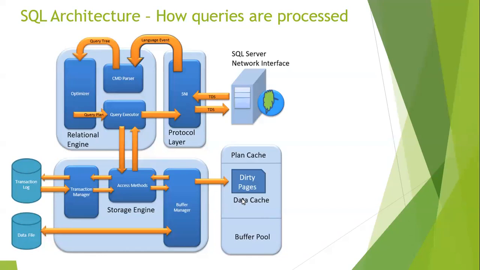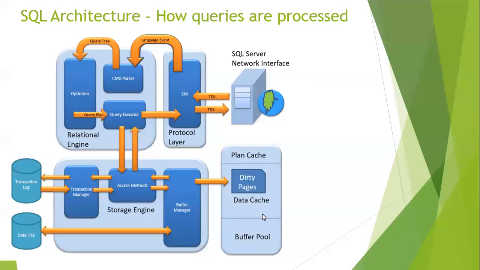If it is a select query, it will get the data from the data cache. If the pages are not available, it will pick pages from the data file, keep them in memory and get the data. That is how a select query works. If it is any DML operation, it will go to the transaction manager, and the transaction manager will write that information into the transaction log file. Once the transaction log is written, that is what gives us the durability of the transaction.